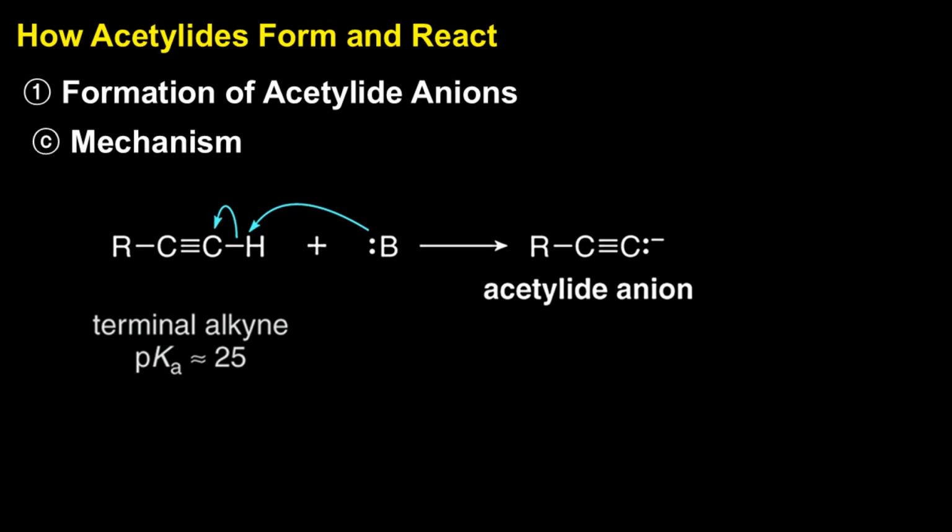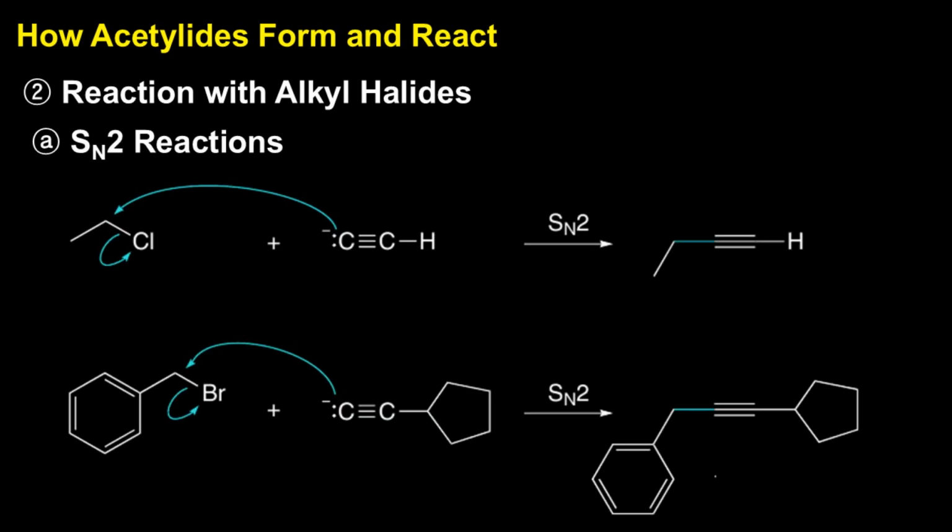And here's the key part. That carbon is now a strong nucleophile, ready to attack electrophiles in the next reaction. So what can we actually do with this acetylide anion? One of the most useful reactions is nucleophilic substitution, more specifically SN2 with alkyl halides.